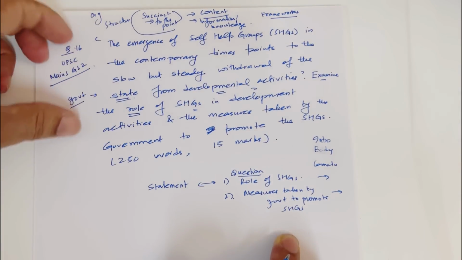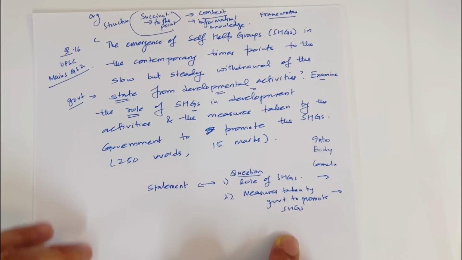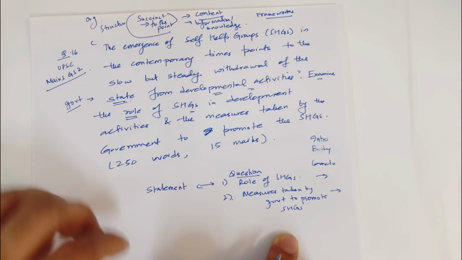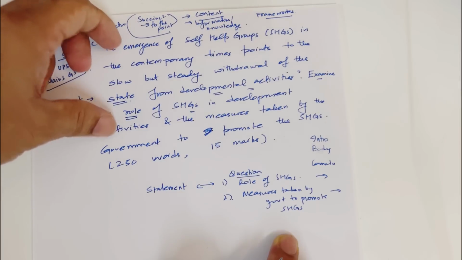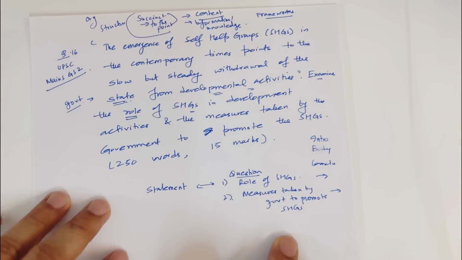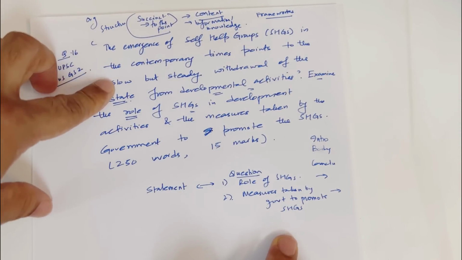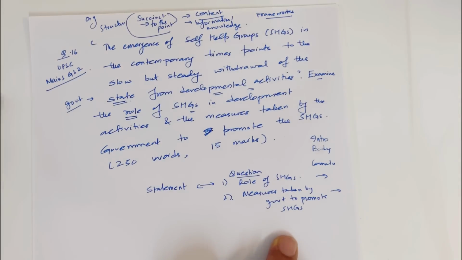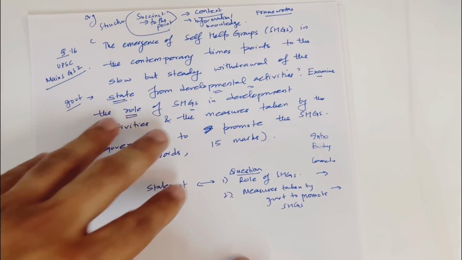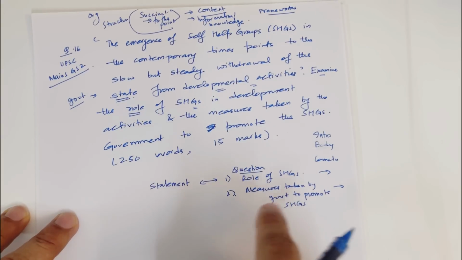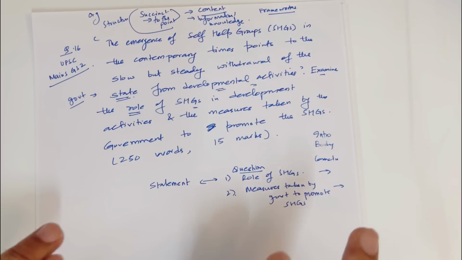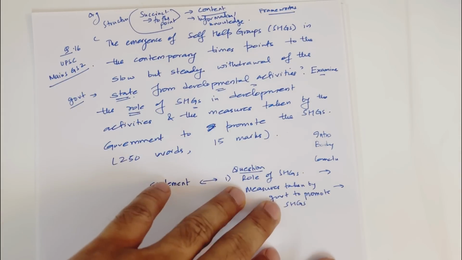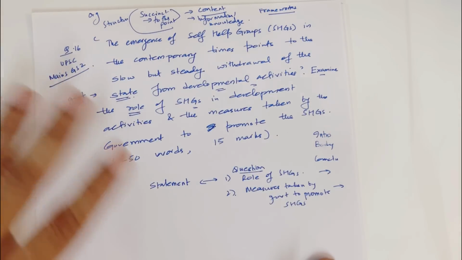Don't try to decipher this statement in the answer, because if you go about answering the statement here, the question itself will become different, the whole question will get flipped. The actual question asked is the role of SHGs, and the measures taken by the government to promote SHGs. These are two very specific questions asked by the UPSC here. Stick to that. These will get you marks. Deciphering the statement will not.